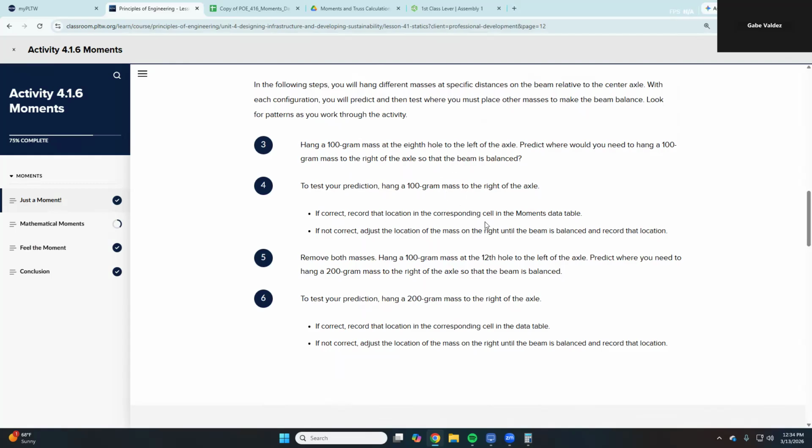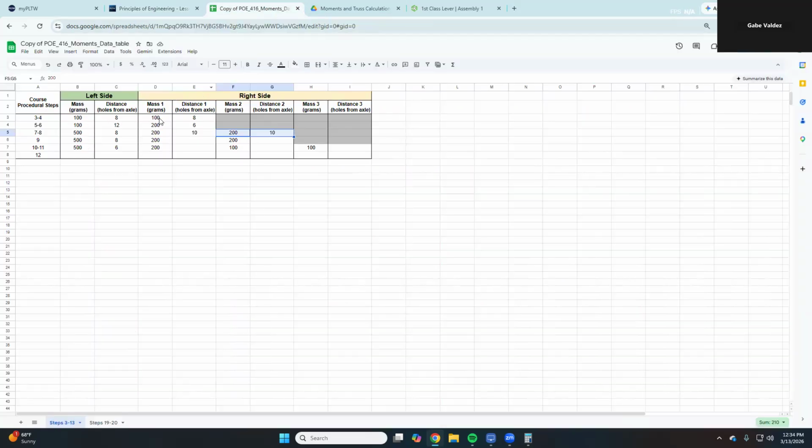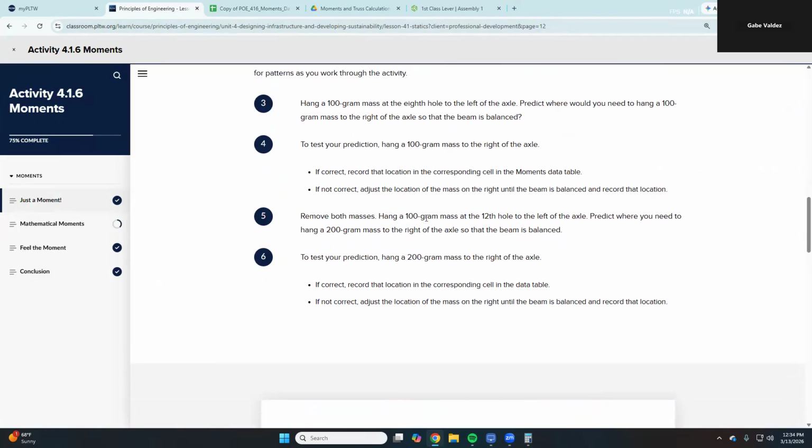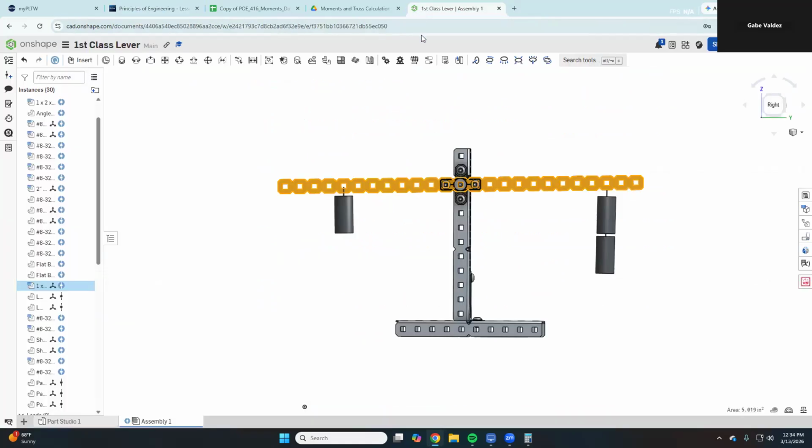Okay. So then you go and record that on this table here. Okay. Just on the first tab. Then it says removing both masses, go ahead and hang a 100 gram mass on the 12th hole. So you come back over here. And now instead of the 8th hole, you have to hang it 1, 2, 3, 4 on the very end here. So you have to ensure that you build a lever that gives you enough distance so that you can hang it 12 holes away from the fulcrum. So you'll have to use the longest 1x piece to make that happen. And then put the fulcrum or the axle right at the center of that.